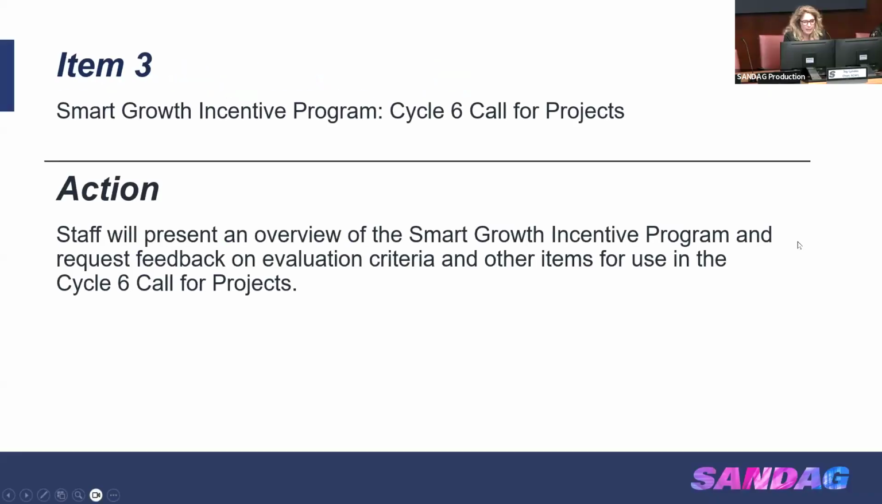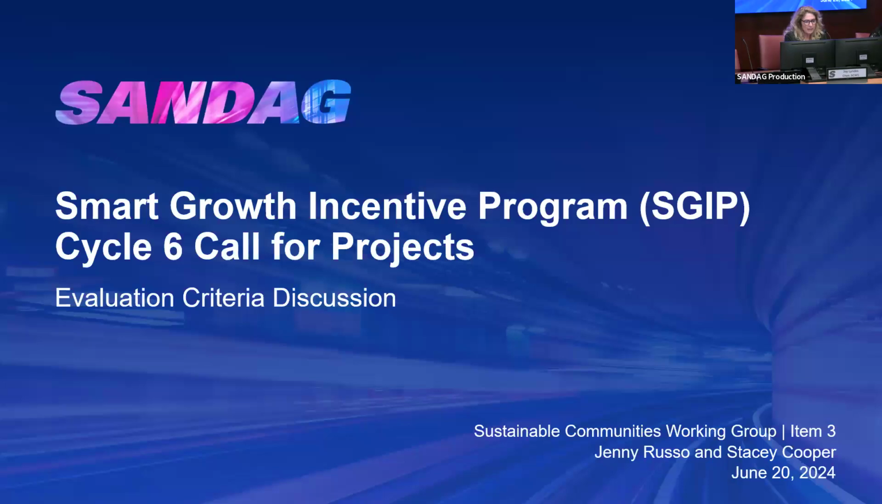All right, item number 3 is Smart Growth Incentive Program, Cycle 6, Call for Projects. I would like to now introduce Jenny Russo, Program Manager, and Stacy Cooper, Senior Regional Planner, who will present an overview of the Smart Growth Incentive Program and request feedback on evaluation criteria and other items for use in the Cycle 6 Call for Projects.